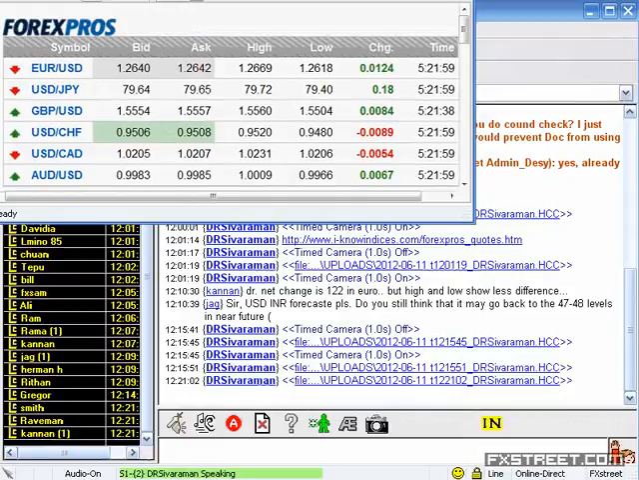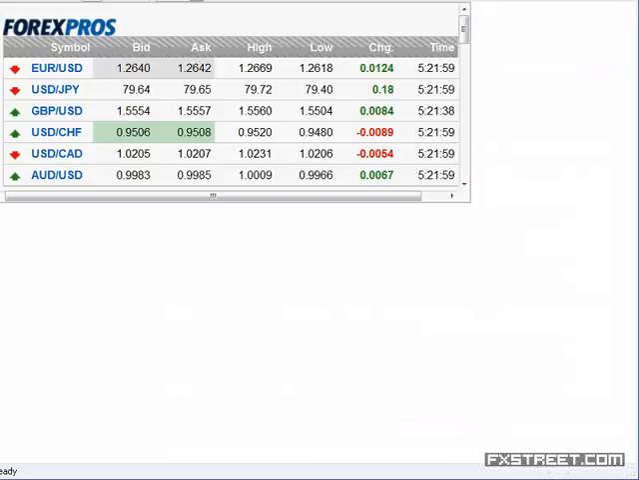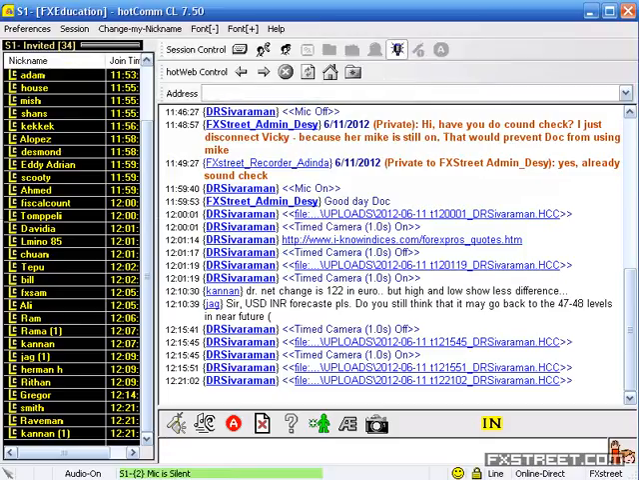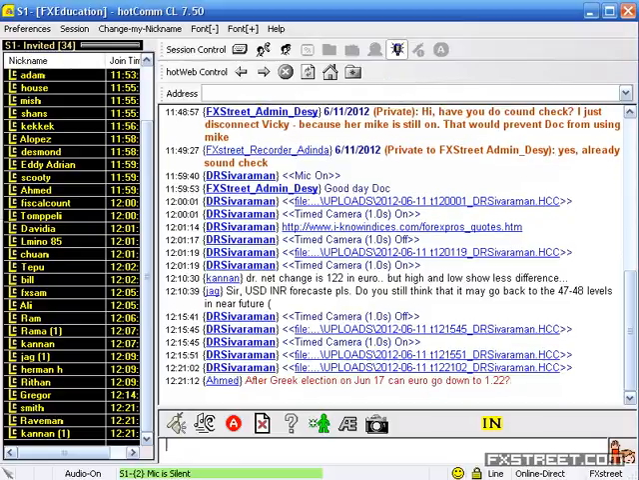Now let me answer the questions which are asked here. Kanan has got a question. Net change is 122 in euro, but high and low show less difference. Yes, they straight away opened higher. So from that high, they further gained, but the net change is from that of the previous day close.